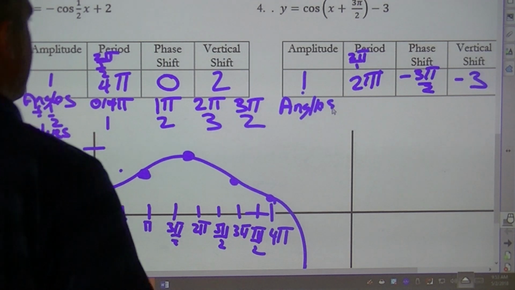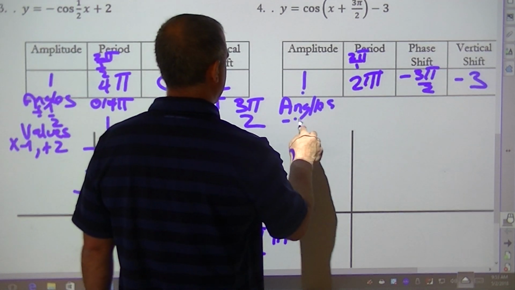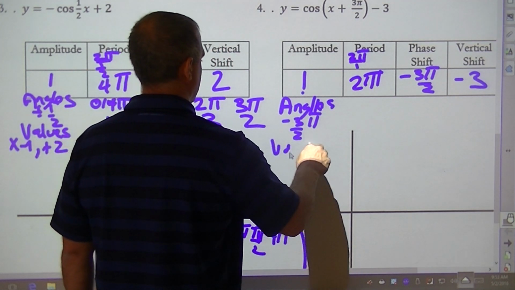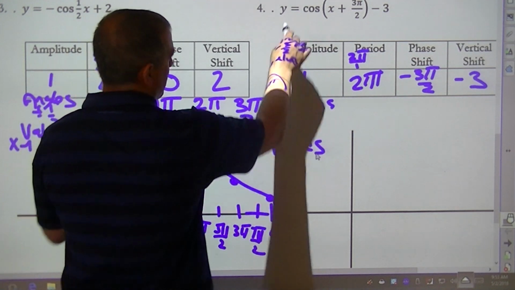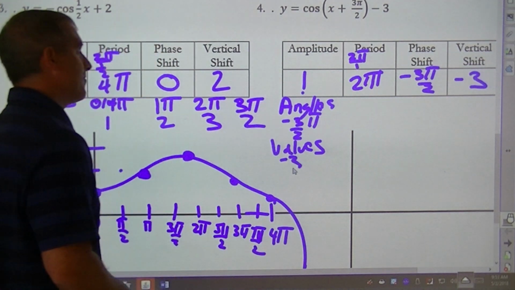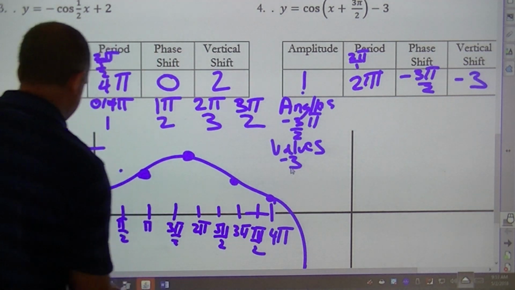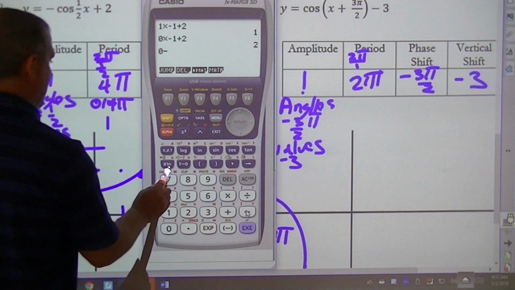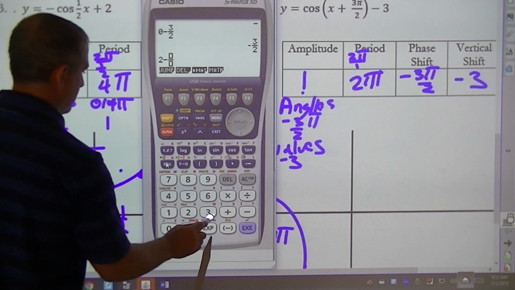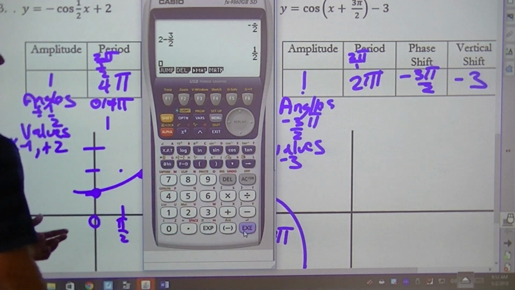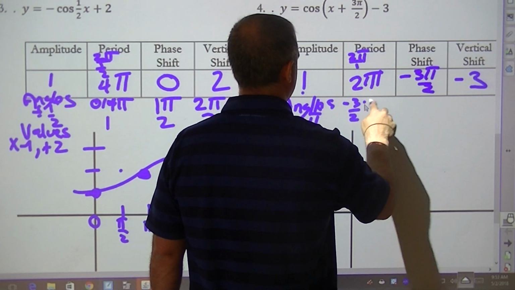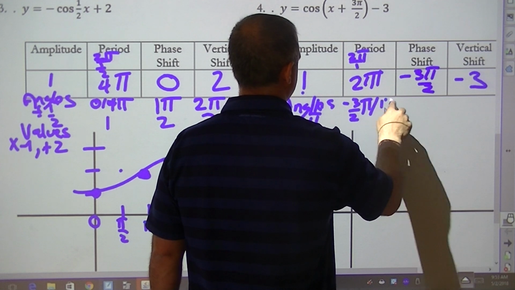So what's going to happen with your angles here? Okay, what's going to happen with your angles is you're going to subtract 3 over 2 pi. Since multiplying by 1 doesn't do anything, the only thing we're going to have here is a subtraction of 3. So I'm dealing with cosine, so 0 minus 3 halves, and then 2 minus 3 halves, so I got negative 3 halves and I got a half, negative 3 halves pi, and then pi over 2.